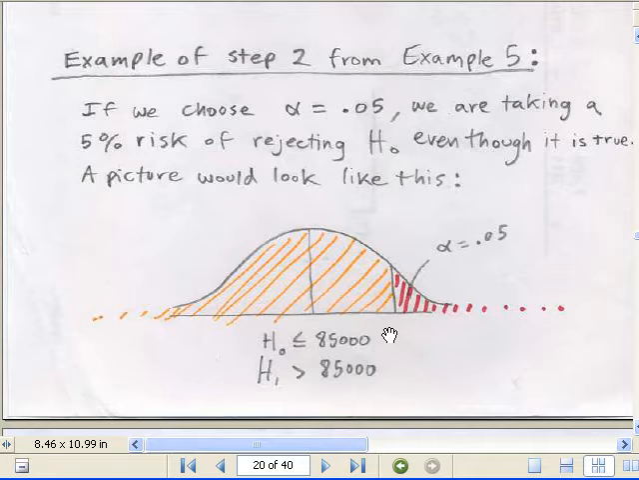Here's a picture, right? Here's our upper tail, our one tail to the right. The whole alpha, the whole risk goes up here. That will be our dividing point. Anything over here, we don't reject. Anything above, we would reject the null hypothesis and accept the alternative. There is the null and the alternative.